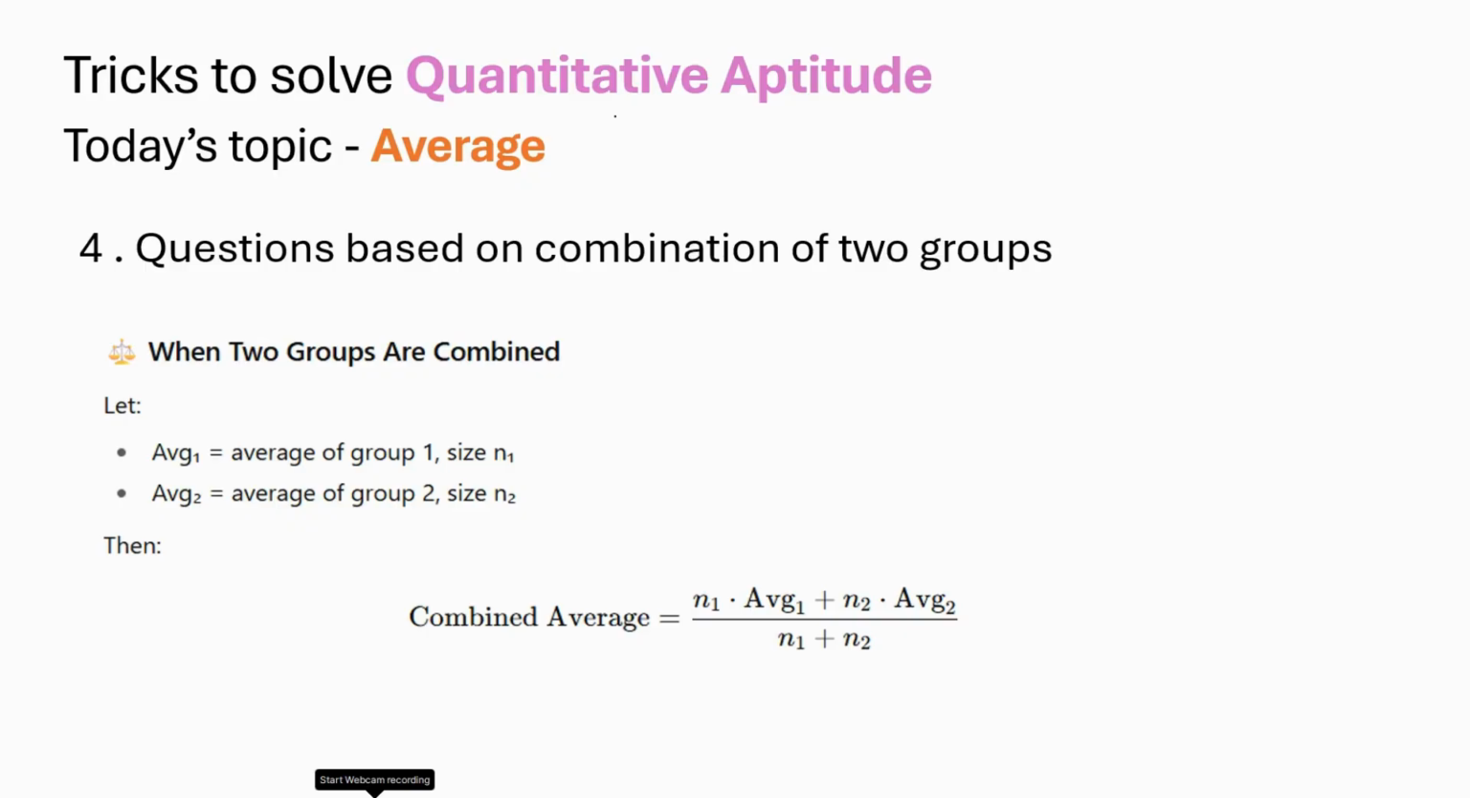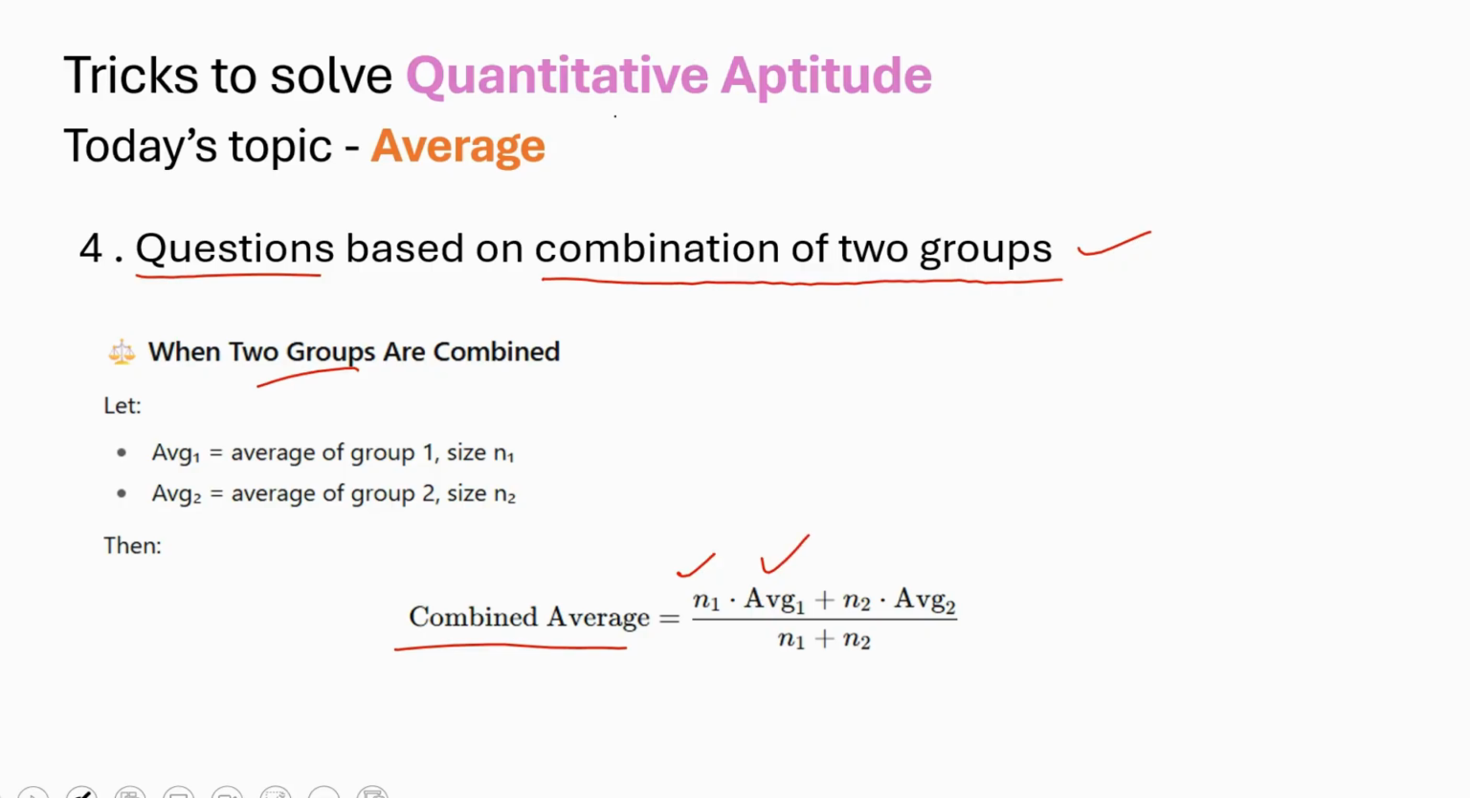Okay, our next trick is for those questions which are based on the combination of two groups. Whenever you get a question based on two groups, remember this formula: combined average equals first group size into average of first group plus second group size into average of second group, divided by the sum of first group size and second group size.